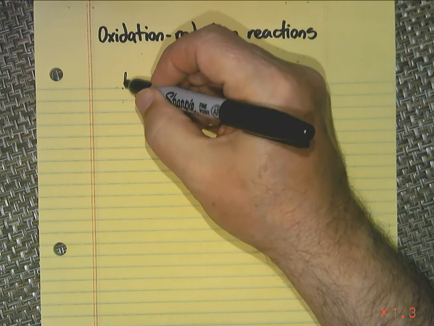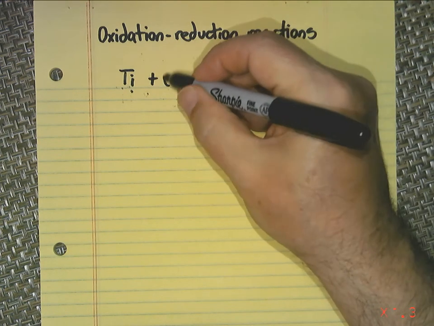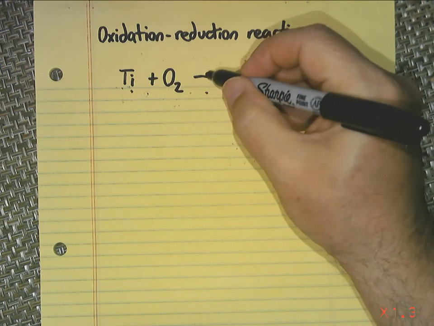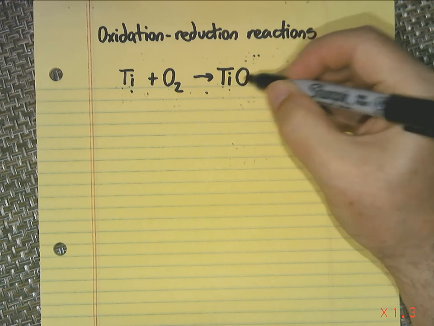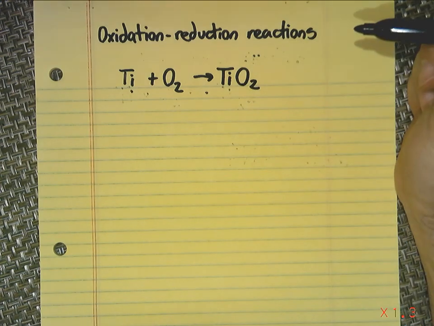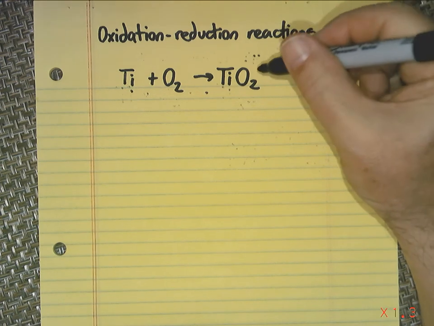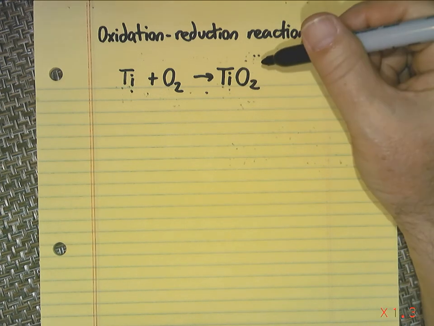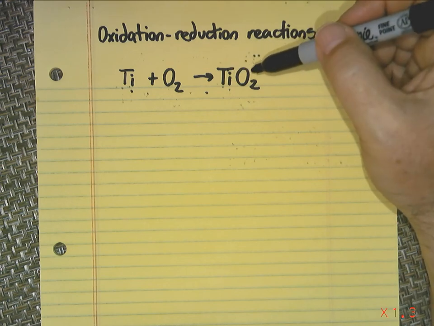One of them was the reaction between titanium metal and oxygen in air to produce an ionic compound, titanium oxide. Now, I can tell that this is an ionic compound because I've got a metal and a nonmetal together. So we've talked about that before.